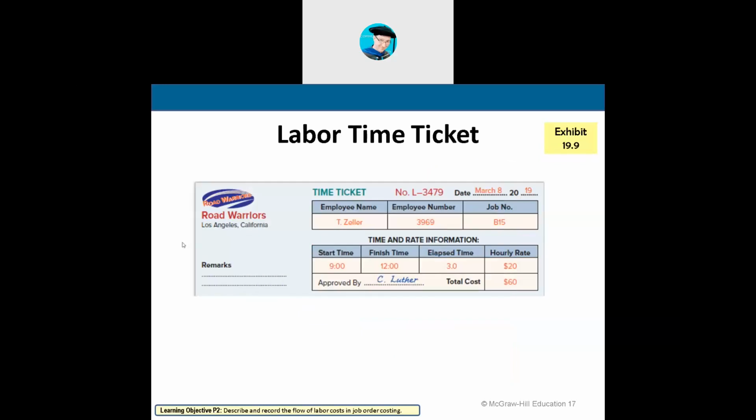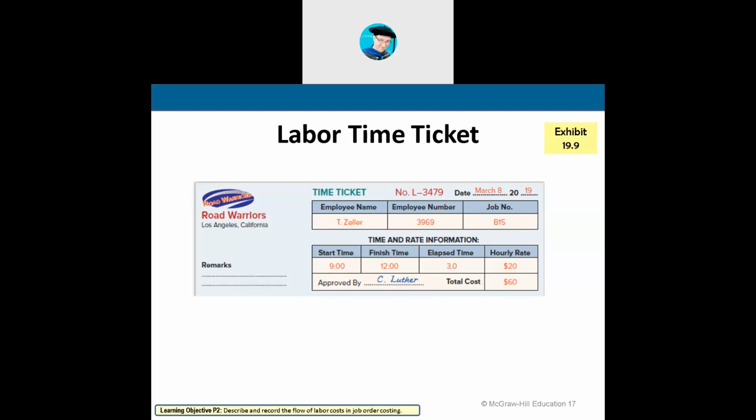Here's an example of that kind of time ticket I was talking about. This particular employee worked on a single job, B15, for 3 hours. Started at 9, ended at 12. His hourly rate is $20 per hour. So 20 times 3 is $60. And that's just for this one employee on this one job.